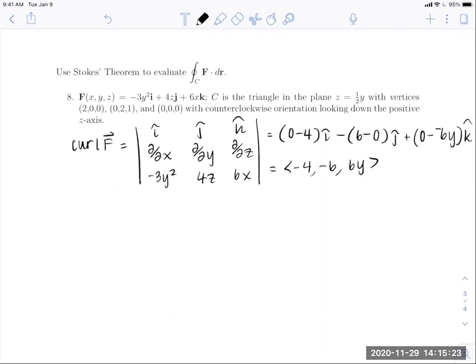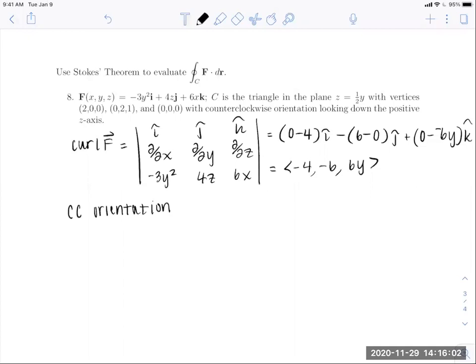All right, now let's take a look at what our surface is. It says C is the triangle in the plane z equals 1/2 y with the given vertices with counterclockwise orientation looking down the positive z-axis. So here we can see that our surface does not lie in a coordinate plane. It's on the slant plane, z equals 1/2 y. And we have our vertices. But what's important here is that we have a counterclockwise orientation, and that's when looking down the positive z-axis.